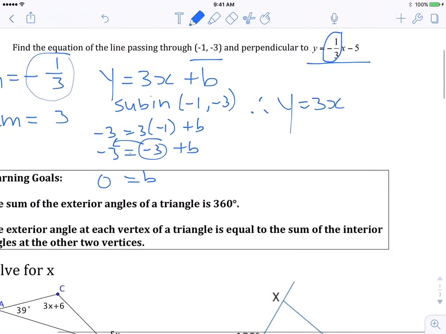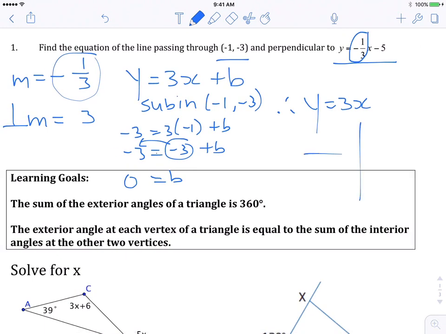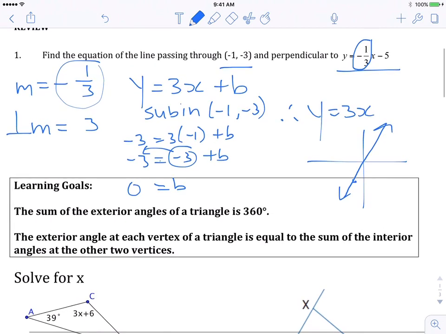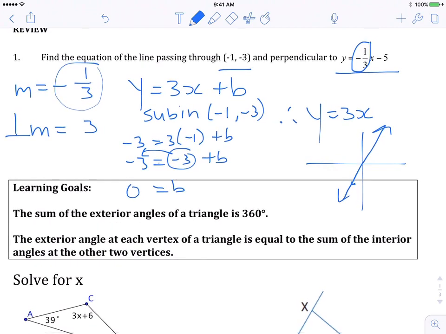There is no y-intercept. What that looks like on a Cartesian coordinate system is -1, -3 might be somewhere like this, and we simply know that it passes through the origin, and therefore it will not have a y-intercept, but it passes through the point -1, -3.